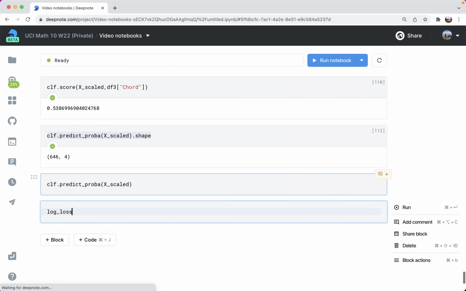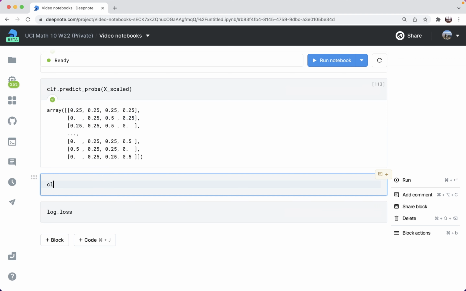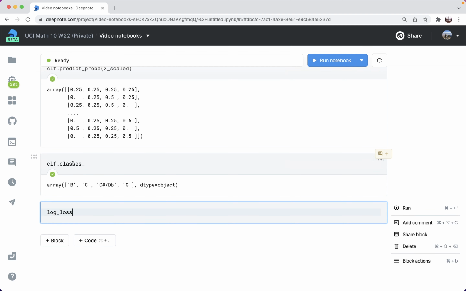And so for example, this row here is saying we're predicting 0% probability of being in the 0th class, a 1/4 probability of being in the 1st class, and so on. And how do you know which class is which? Well, they're basically always going to be alphabetized. If you want to see them explicitly, you can use the .classes_ attribute. So this one was saying that for the row in this slot, it had a 0% chance of being a B, a 25% chance of being the chord C, and so on.